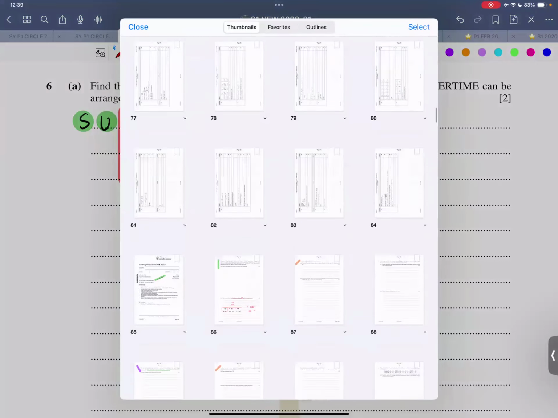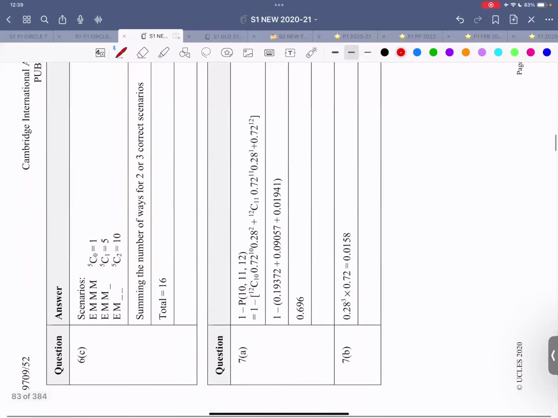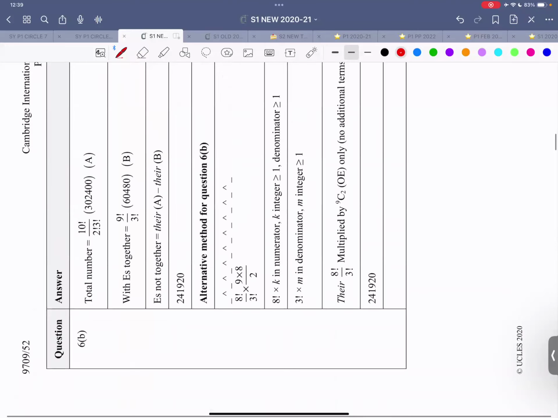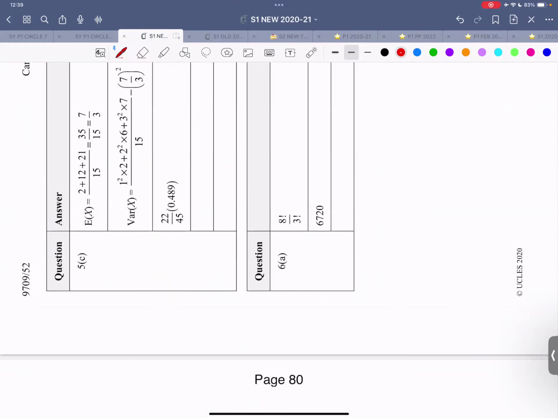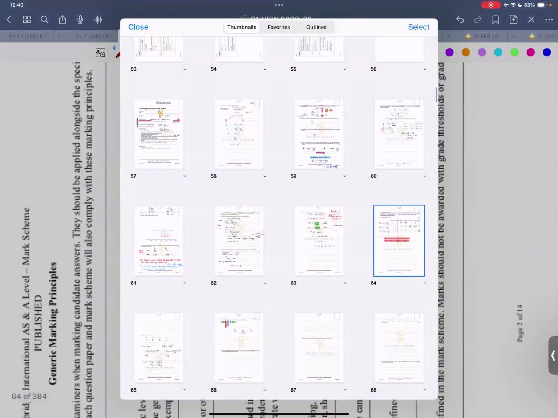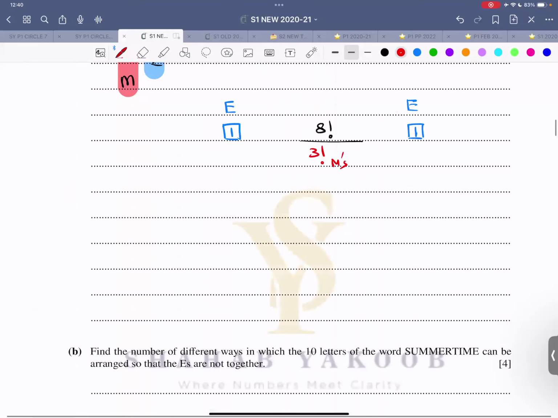And the answers are over here in the mark scheme. So hold for a second. Summertime, that is over here. 6A, 8 factorial over 3 factorial, 6720. Now, some students get this thing ready. 6720. So I want to write down the value. I just want to give the feel that we are using a calculator and we should write it down.